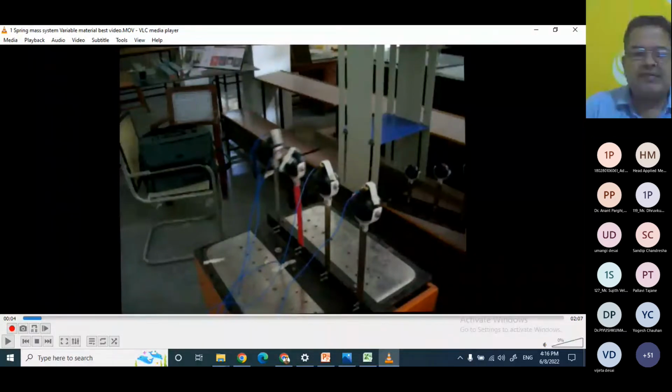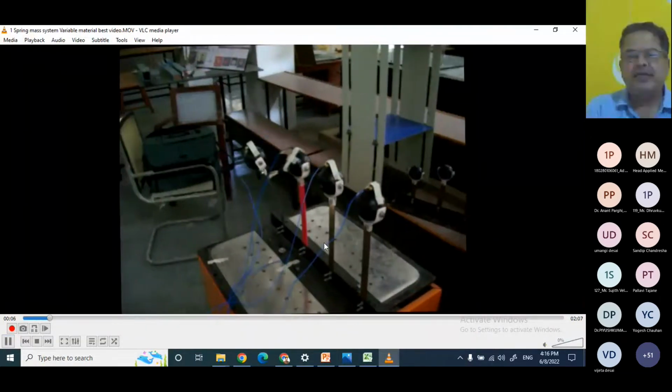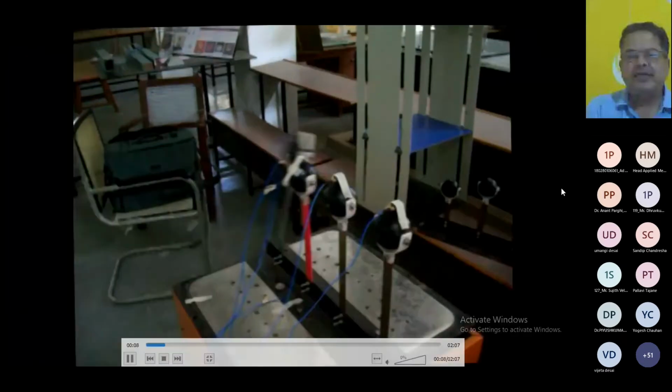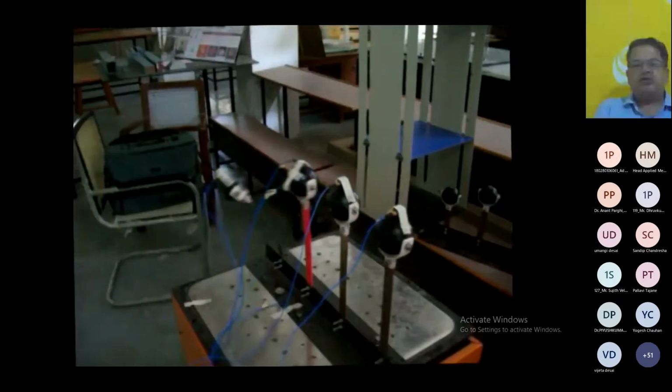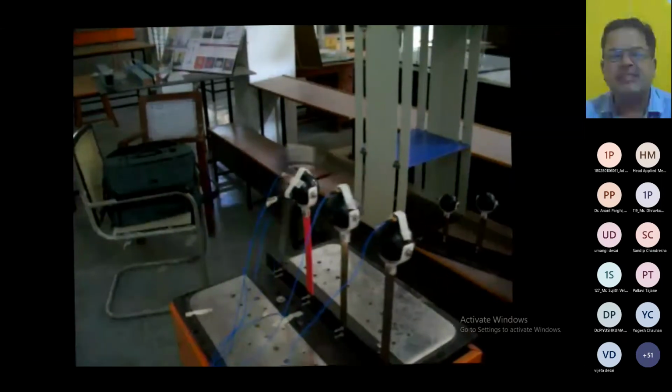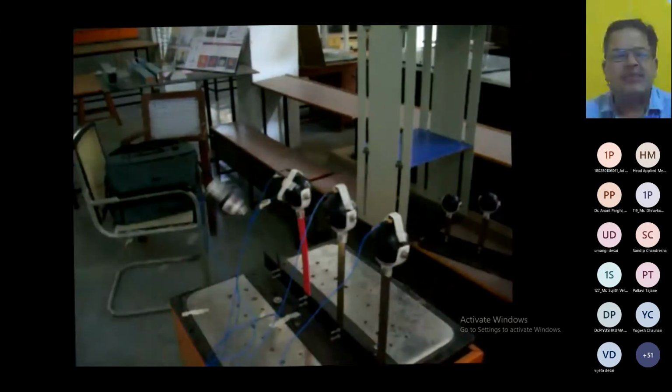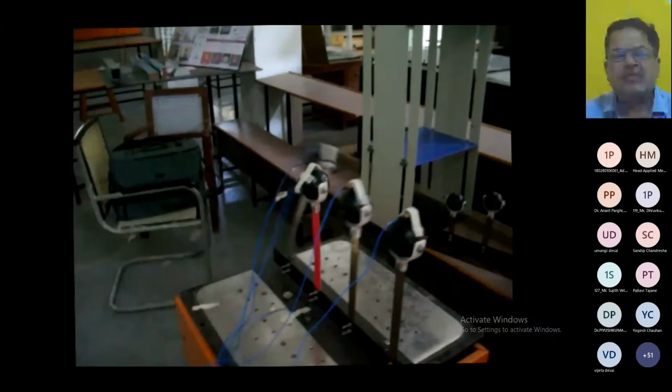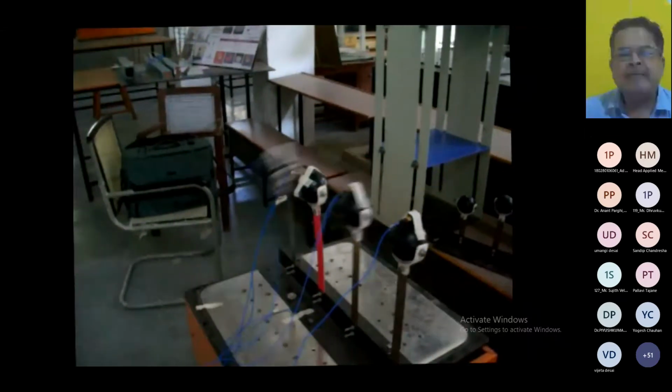Now we apply the same motion. What is happening? Just look at it, right? This is very important for us to understand the concept of resonance. First of all, a low frequency is applied, a very low frequency. Now you can see that out of four, only one model is vibrating, right? Whose displacement is higher.